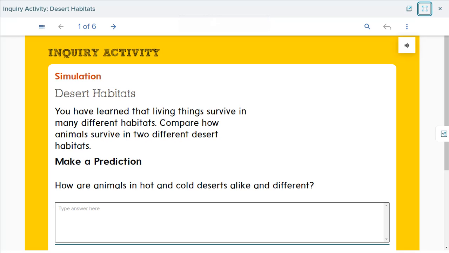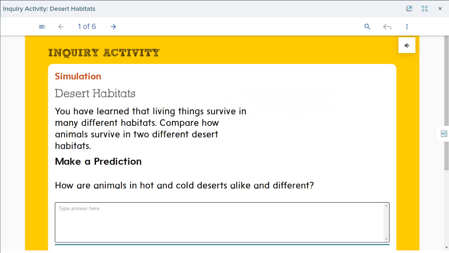Today we're going to do an online activity. It will be very beautiful. Stay with me. We're going to do the inquiry activity Desert Habitats, pages 82 and 83. So prepare yourselves and open the page. Page 82. We will start now.